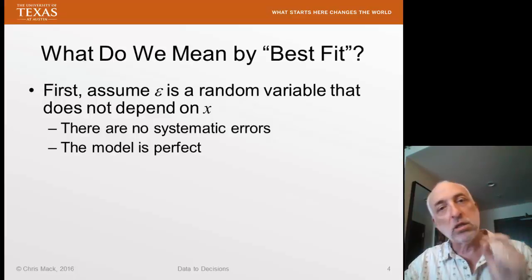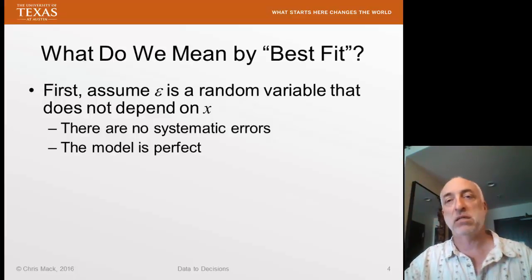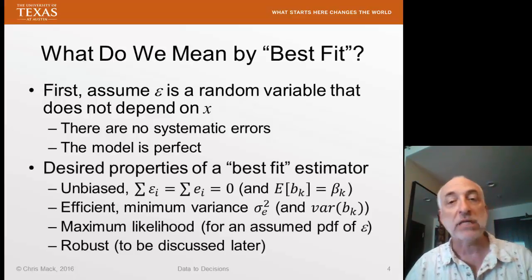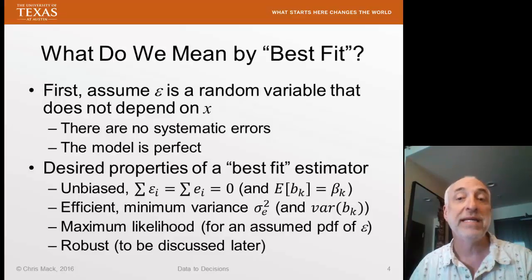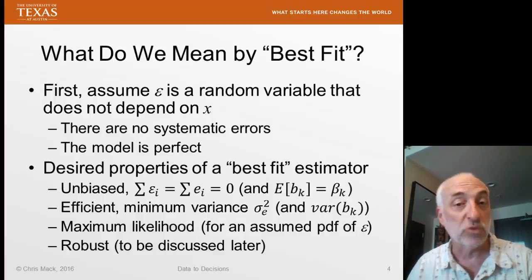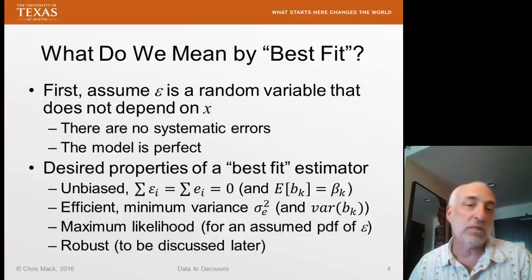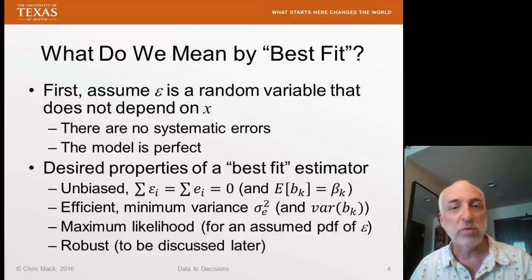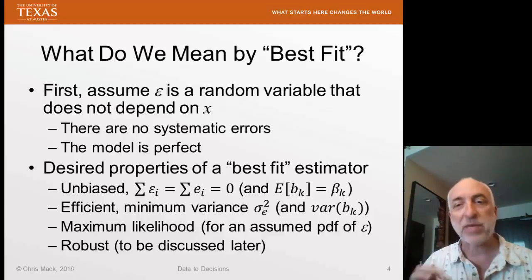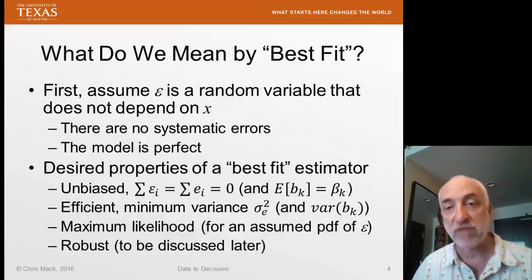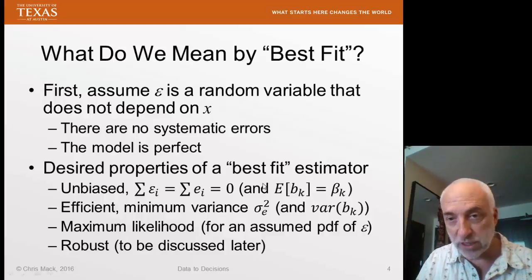If we make that assumption, then we can define a best fit, a perfectly good model to a set of data, as having two basic properties. One is that this best fit is unbiased. Unbiased means two things. One, the sum of the residuals will be equal to 0, so that there's no offset of the data compared to the model. But also, it will be unbiased in this sense: the expectation value of the estimated parameter will equal the true value of that parameter. That's this equation right here.